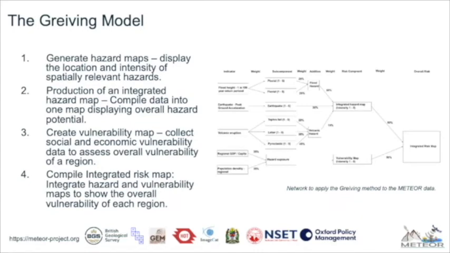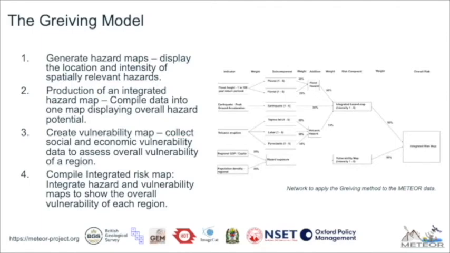These are the generation of hazard maps. The aim of these maps is to display the location and intensity of spatially relevant hazards. Where possible, this intensity should be representative of the hazard's frequency and magnitude. As it is not possible to classify all hazards on the same scale, these maps are classified using an ordinal scale, using 5 related hazard classes.